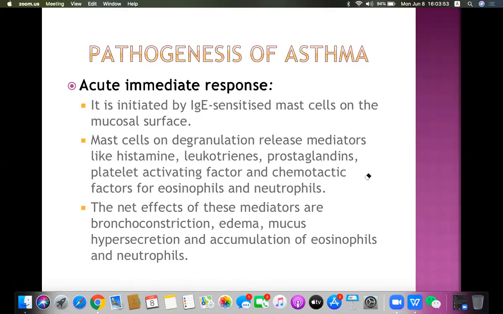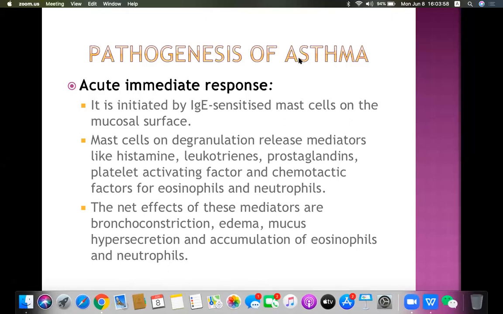Now what happens in late phase? Let's talk about what happens in late phase now.